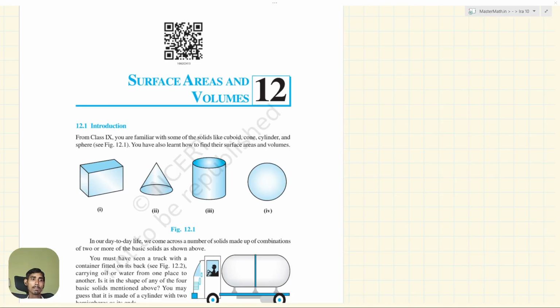So the 12th chapter, surface area and volumes, which is same as what we've been studying in our previous ninth grade, nearly the same. Nothing much is changing. Now the only thing is you need to remember the identities and the formula basically of area, surface area, total surface area, volume, all these things. And yes, so let's start.